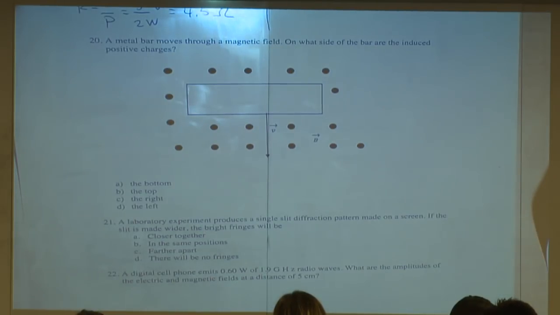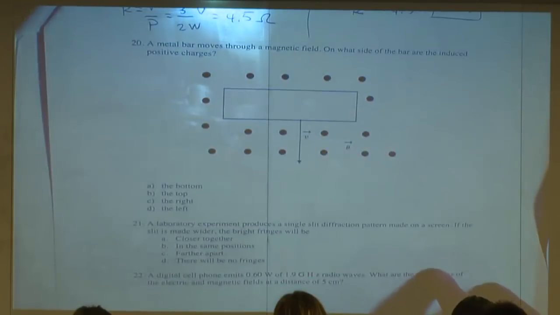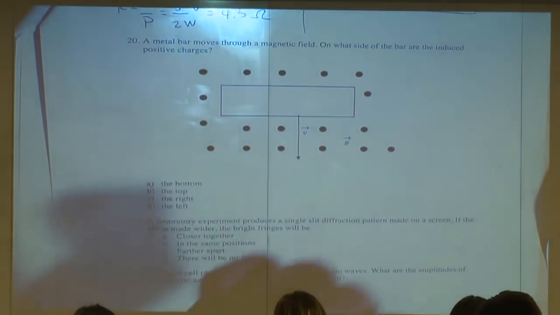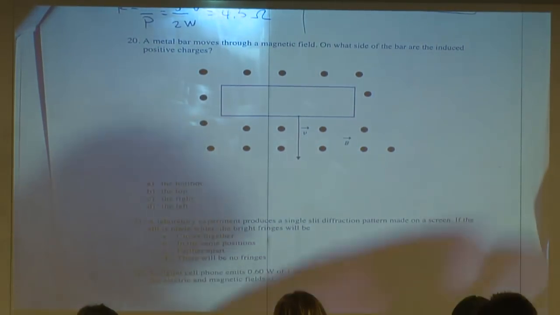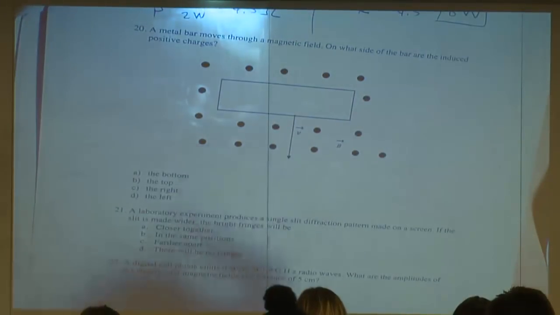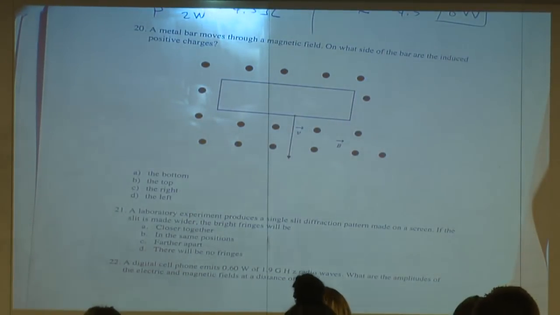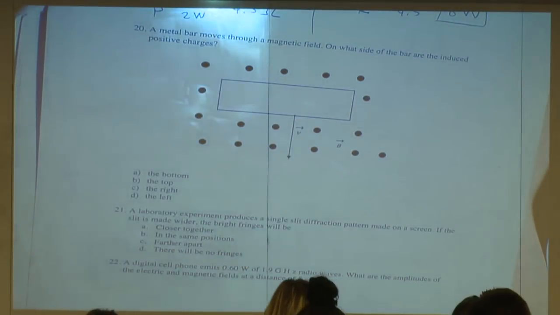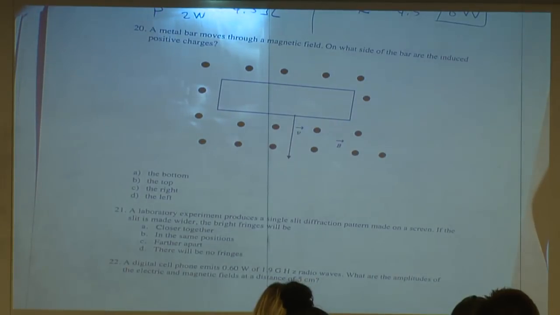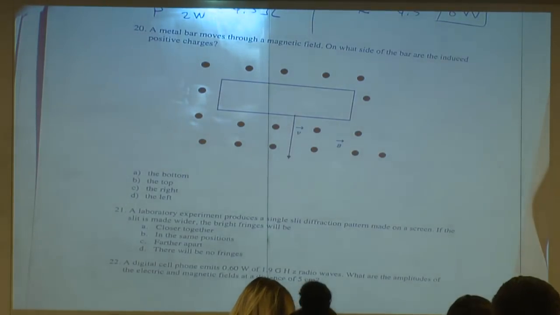So we get to use the right-hand rule again. The velocity is going down like this, and the magnetic field is going outwards. I know it's very hard to maneuver your hand like this. So it's down and the magnetic field is out.